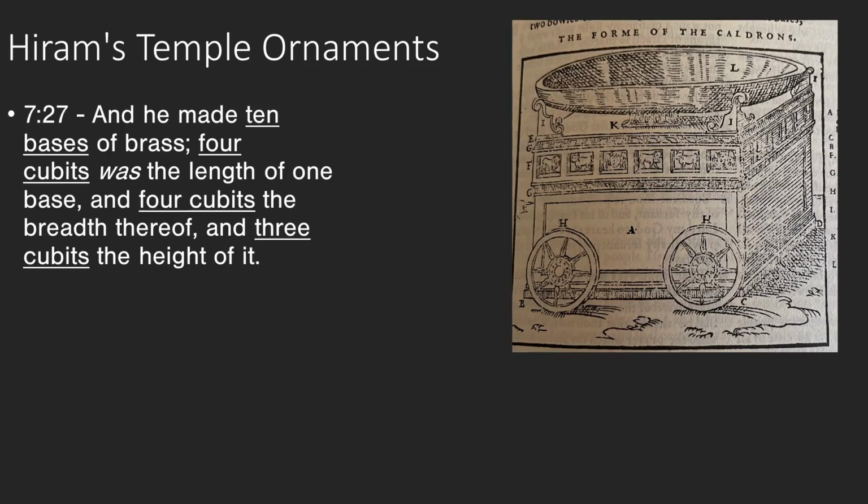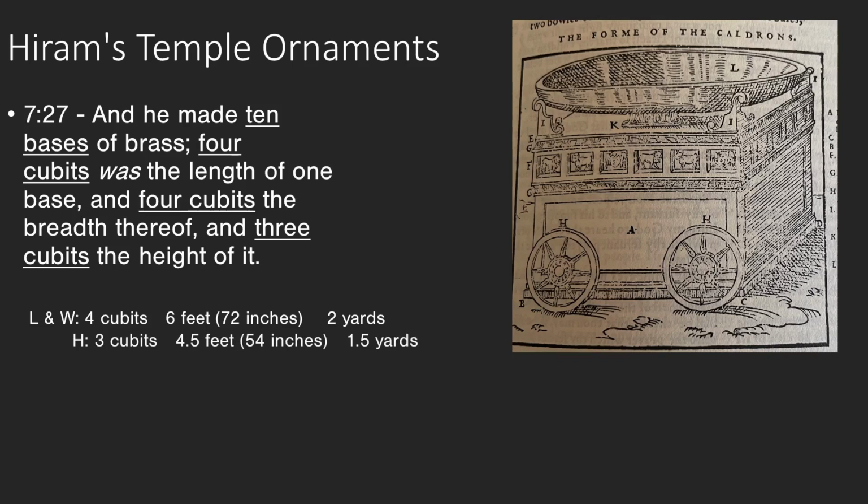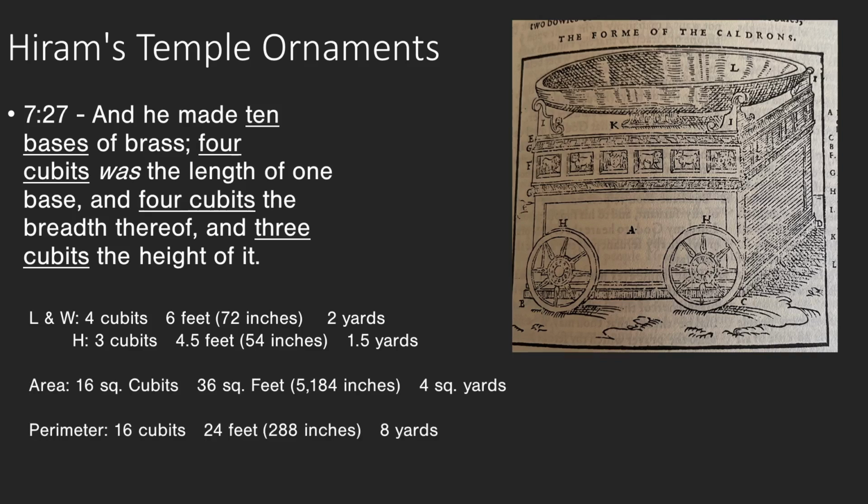And he made 10 bases of brass, 4 cubits was the length of one base, and 4 cubits the breadth thereof, and 3 cubits the height of it. Once again, these depictions are from the 1560 Geneva Bible. So the length and width, we have our number 72 in inches again, and the height, 54, again, that is half of 108. And in area, we get 36 square feet, and the perimeter given, 24 feet.